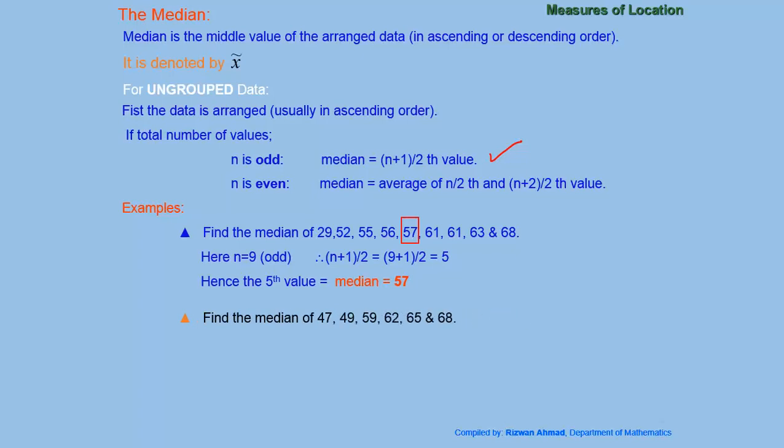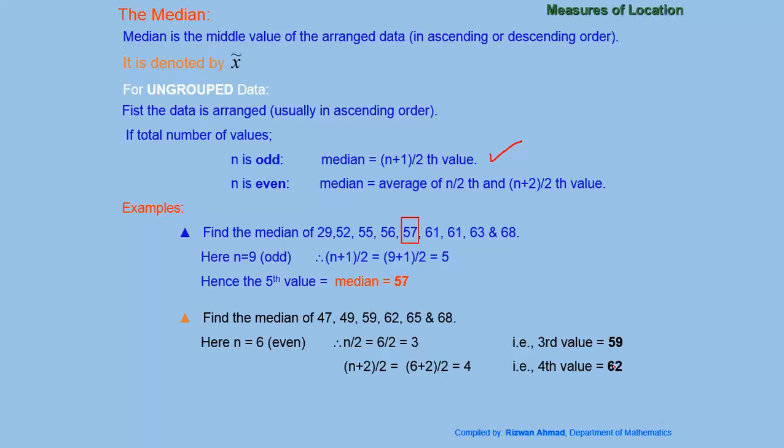And now we have this data which has a total of 6 values, which is an even number, so n is even in this case. So we'll do n over 2, which is 3, so it means that the third value is 59. And now since it is even, we need to find the next value also. The next value is actually (n plus 2) divided by 2. So n plus 2 means 6 plus 2, 8 divided by 2 is 4. So the fourth value is 62.